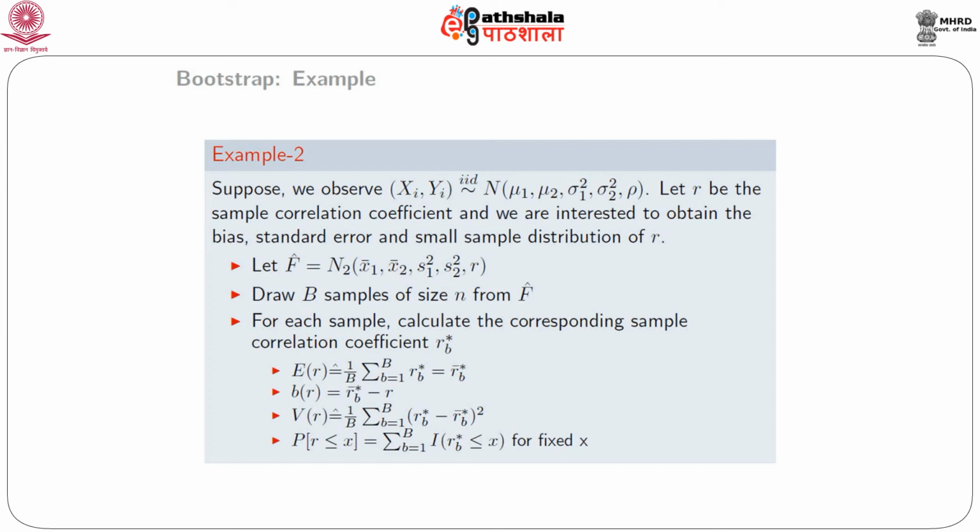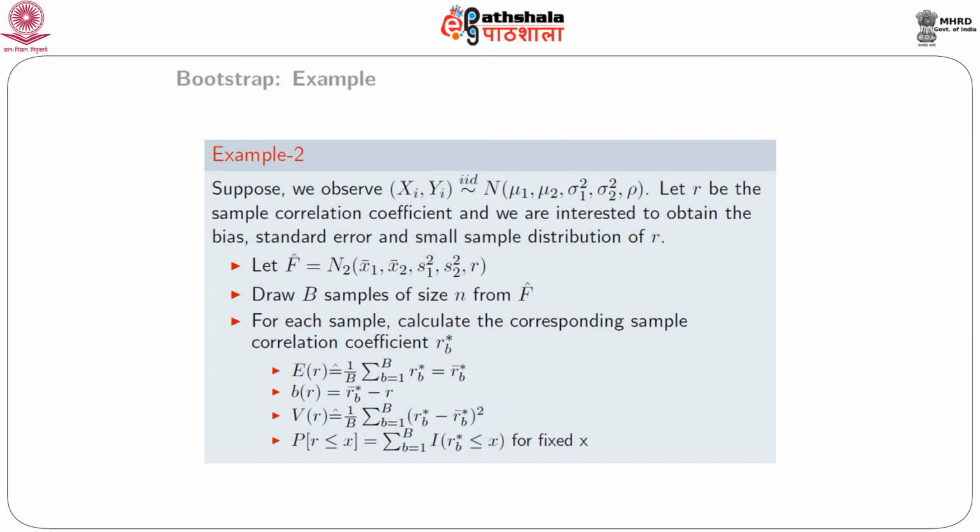Now, how can we do this using bootstrap? If we use a parametric form, this becomes a complicated mathematical exercise. So, what we do is we assume that F hat is a bivariate normal, but with parameters x1 bar, x2 bar, s1 square, s2 square and r, where x1 bar is the sample mean of x, x2 bar is the sample mean of y, s1 square is the sample variance of x, s2 square is the sample variance of y and r is the sample correlation coefficient.